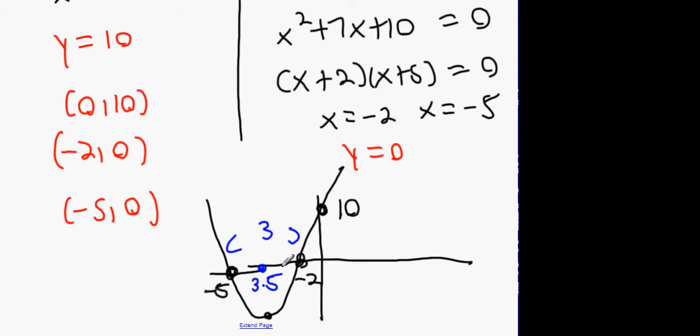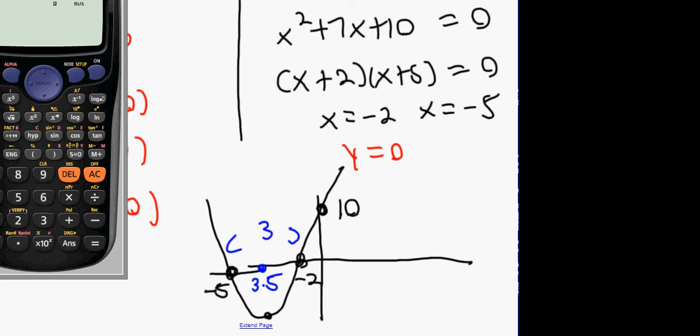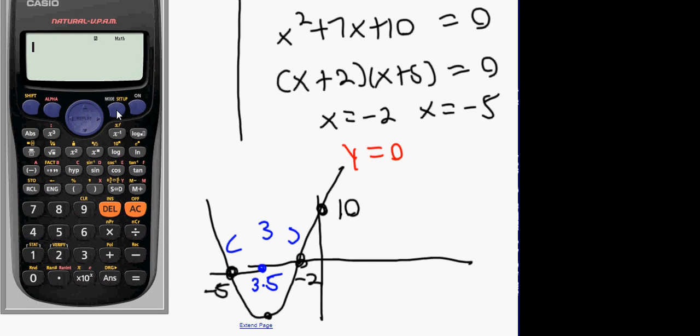Okay. Now, if I wanted to draw this really accurately, I'm talking really accurately here. What I'm going to do is go to my calculator, and I'm going to put in the function. So, table, and what I can say is this. I can say x squared plus 7x plus 10. Now, what I can also say is the following, okay?